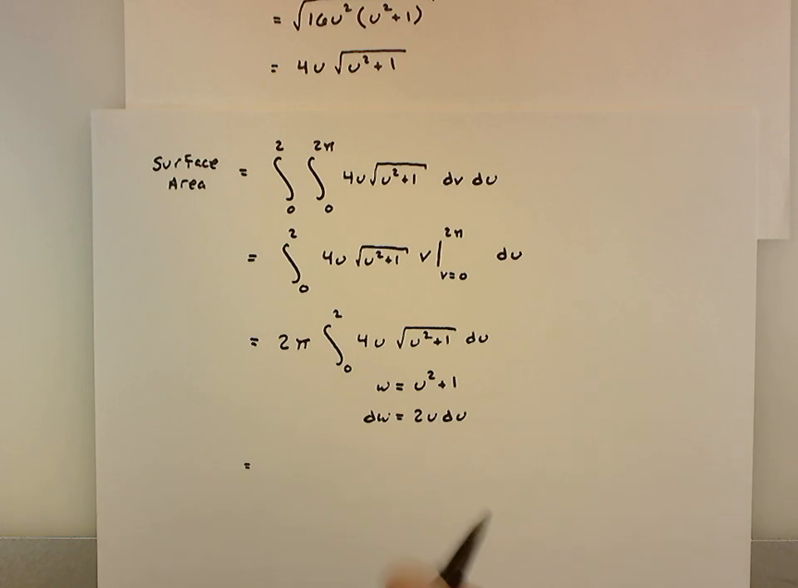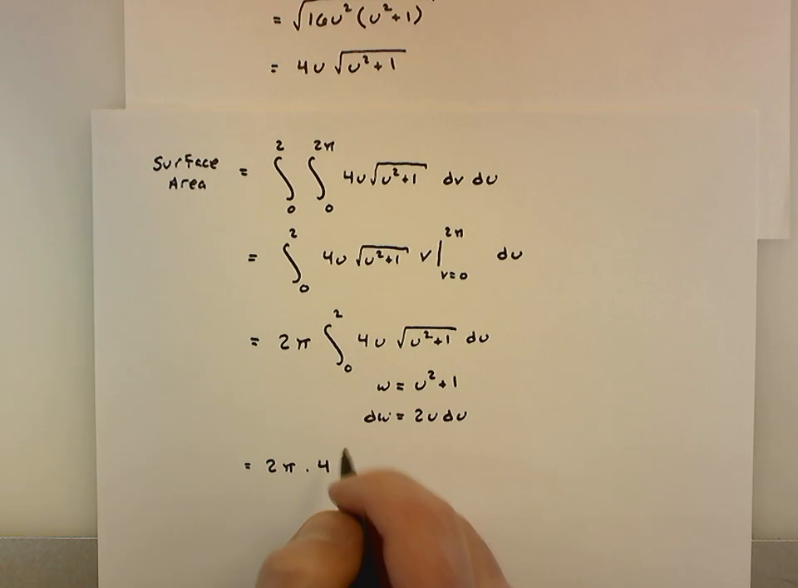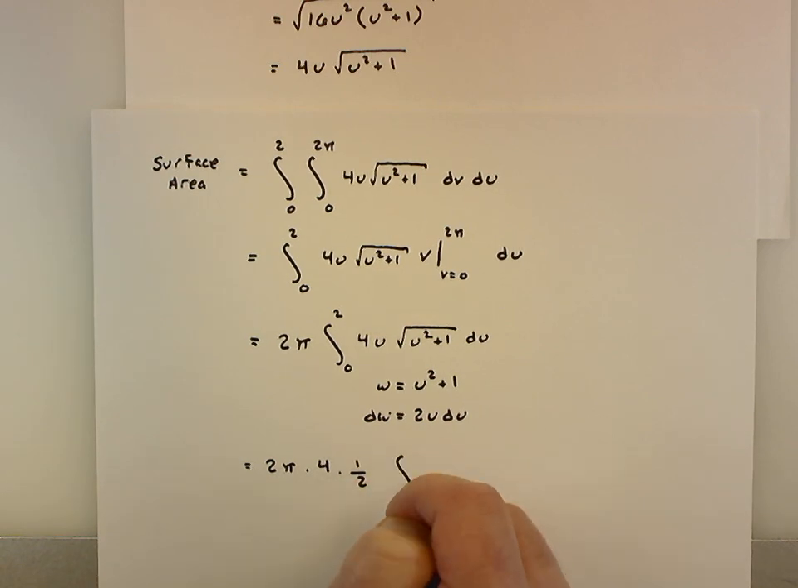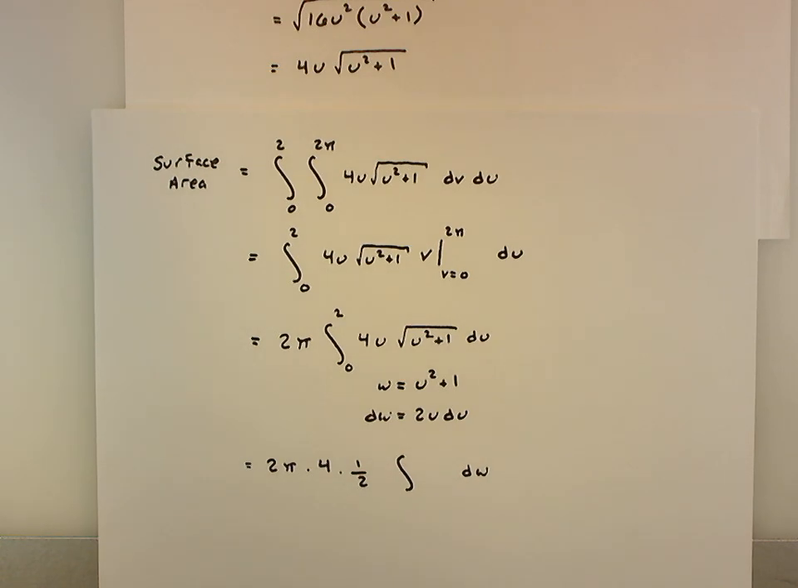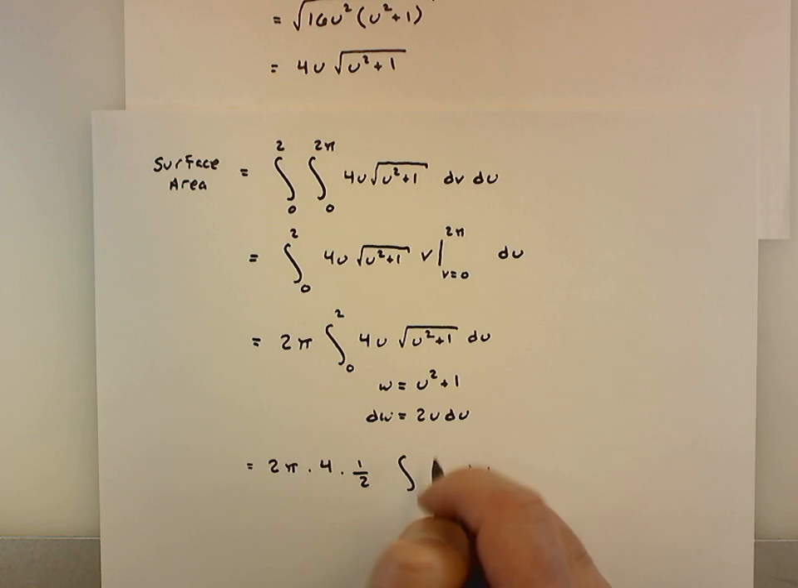So this is equal to 2 pi. I'll factor out the 4 in front. u du is 1/2 dw, so multiplied by 1/2. I'll leave the dw inside. This turns into w to the 1/2 power.